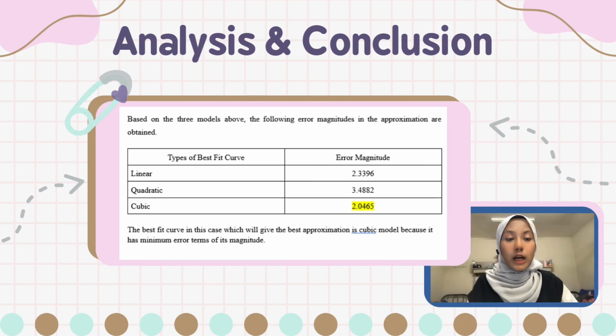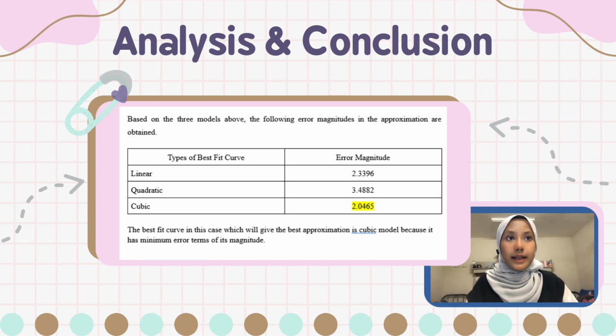Last but not least, I will present the conclusion and analysis of this project. Based on the three models above, the following error magnitudes in the approximation are obtained. We get three error magnitudes for the types of best fit curve, which are linear, quadratic, and cubic. The error magnitude for linear is 2.3396 and the error magnitude for quadratic is 3.4882.